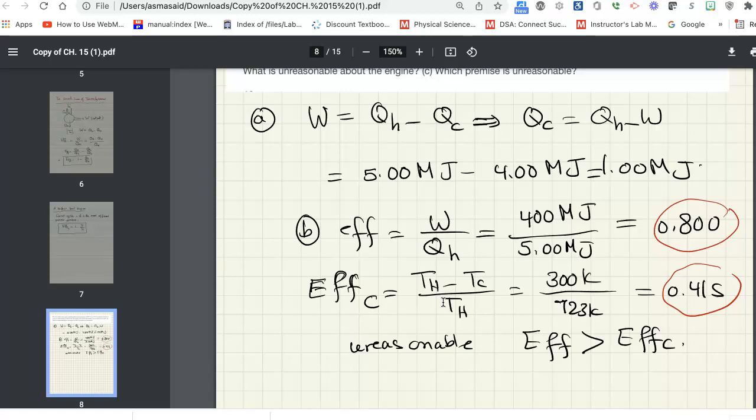Now, for that efficiency, if we calculate it with temperature, then of course in kelvins, 300 kelvins divided by 723 kelvins, and that is 0.15. That is not correct. This is not a reasonable example, since the Carnot efficiency should always be greater than that of a regular heat engine.